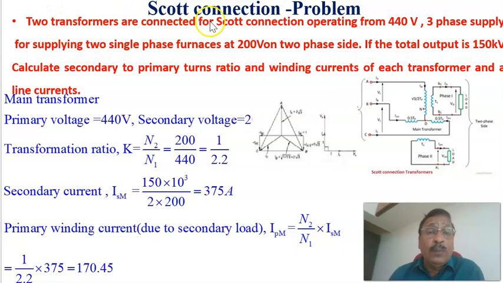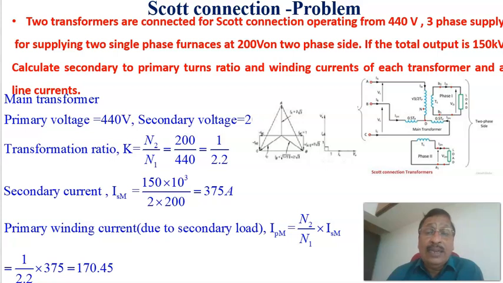Now let us see a problem on this Scott connection. Two transformers are connected in a Scott connection operating from a 440 volt three-phase supply at the input side, so the line voltage is 440 volts. The two-phase furnaces are 200 volts on each phase, and the total output of the furnace is 150 kVA. Calculate the secondary to primary turns ratio of each transformer, and also the line currents. What is the turns ratio of the teaser transformer and the main transformer, and also the line currents.